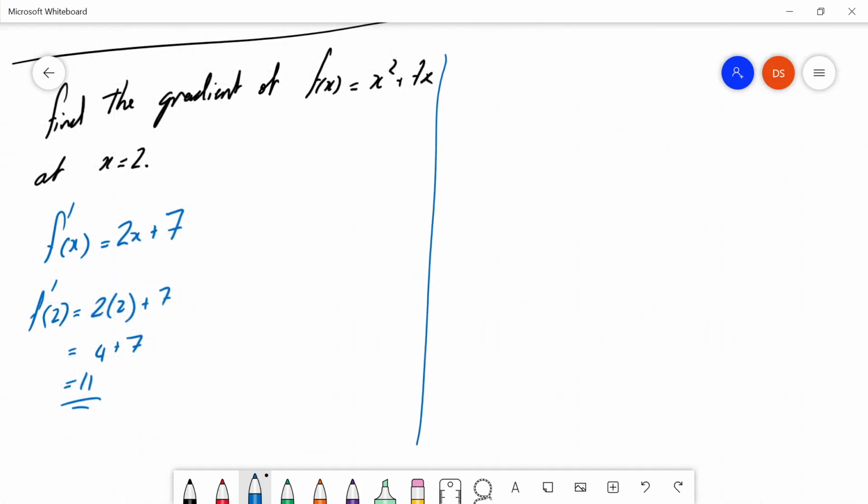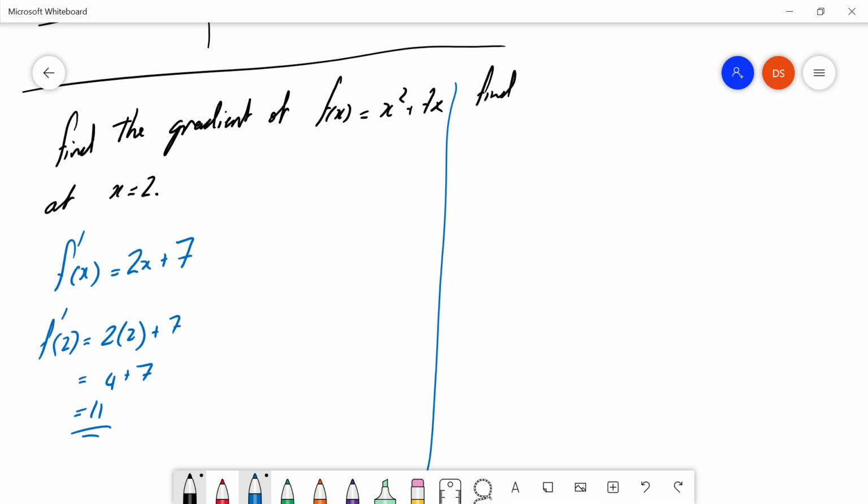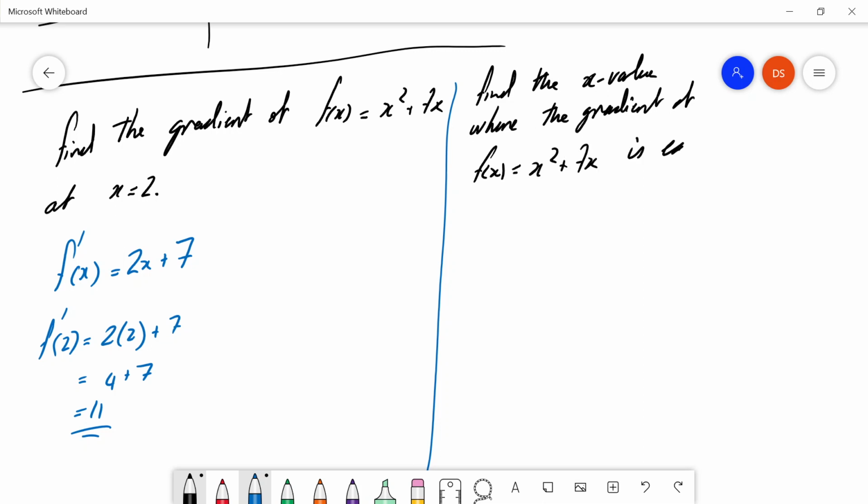But I could equally ask you, find the x value where the gradient of f of x equals x squared plus 7x is equal to 2. Alright, so how I work this out is, first off, once again, I differentiate and find the gradient function, 2x plus 7, and then I just need to set the gradient equal to 2 and solve for x.